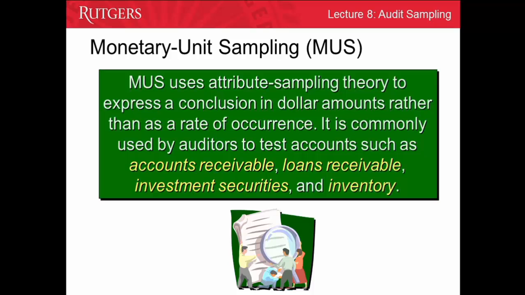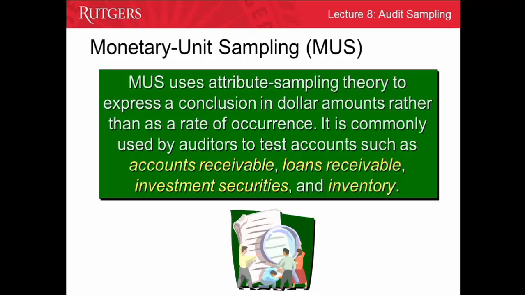In attribute sampling, the control either works or it doesn't. Thus, all items sampled are either correct or a deviation. Attribute sampling provides an estimation of the upper limit on the percentage of the time that the control is failing. With MUS, the sampling item tested may be valid and posted to the correct account in the correct period, but the dollar amount may not be accurately recorded.